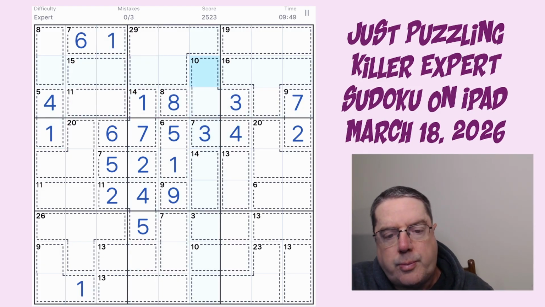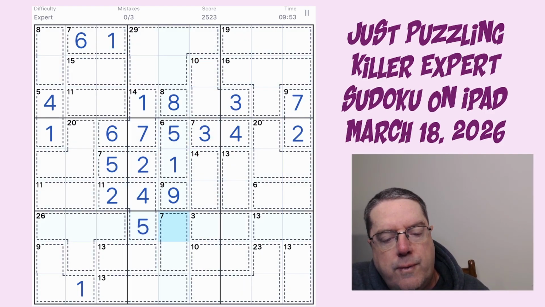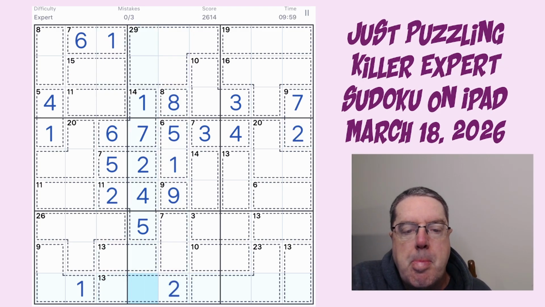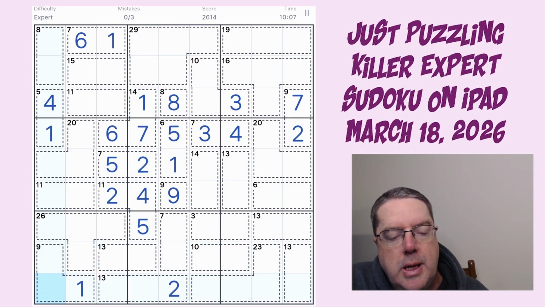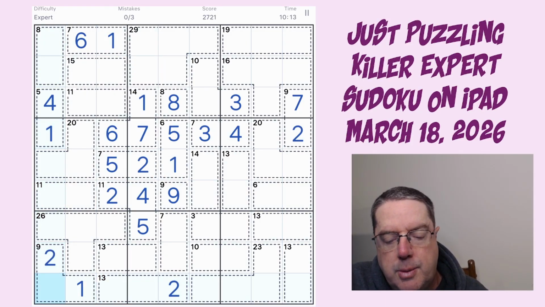So 2 and 5 there, 2 in there. 2 and 5 can't be here, so this must be a 2 here. That means that can't be a 9. So 2 and 6 was here because this was 3 and 5. 1 can't be there, so 2's there, so that's a 2 there, leaving this to be a 6.